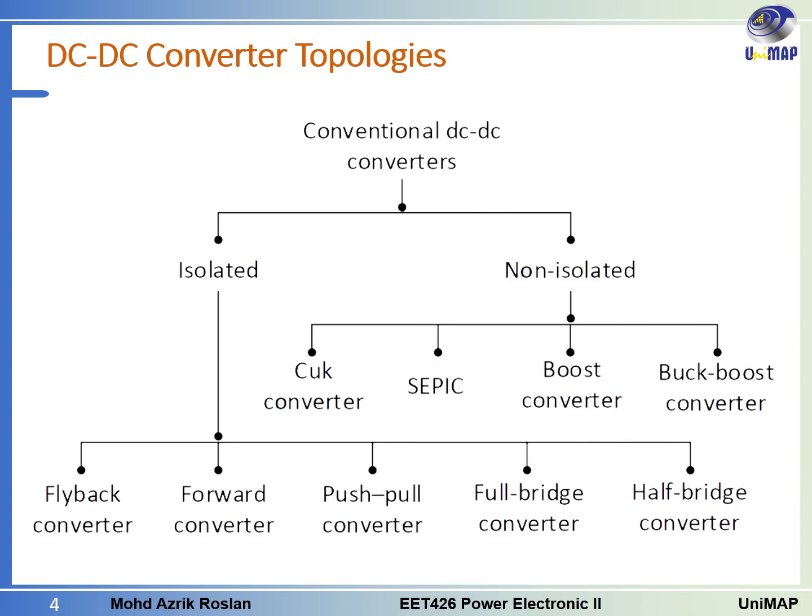Here are the categories of the DC to DC converter. The non-isolated converters are the ones that you already covered during the previous lecture, which are the buck converter, the boost converter, the buck-boost converter, and I believe you already covered the SEPIC converter. The ones that we will cover after this are the isolated converters, in which we will cover the flyback converter, the forward converter, push-pull, and we will touch a little bit on the full bridge and half bridge converters.